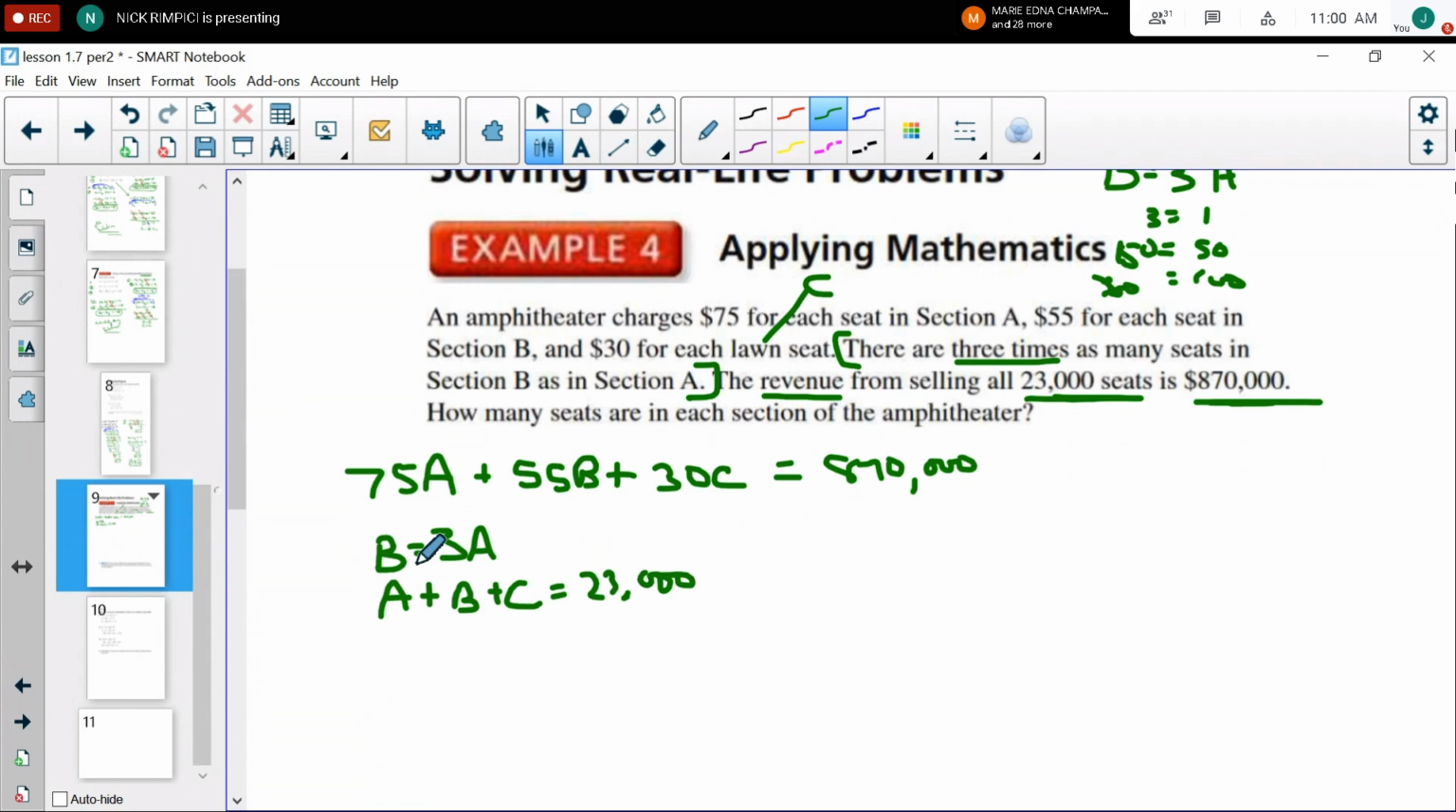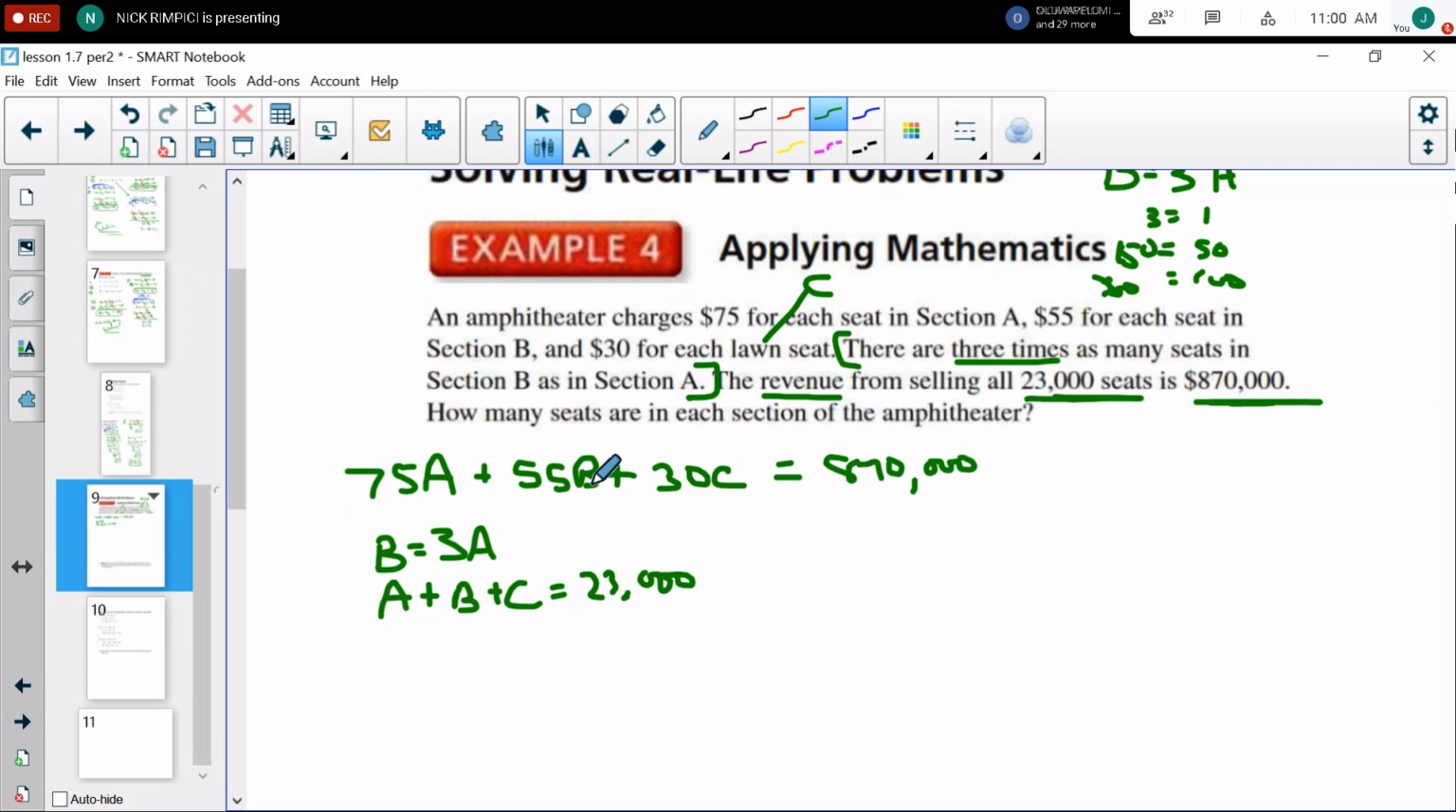All right. So however many there are in A plus however many there are in B plus however many seats there are in section C, that's got to equal a grand total of 23,000 seats. Altogether, that's how many seats we're going to have. So those are my 3 equations.